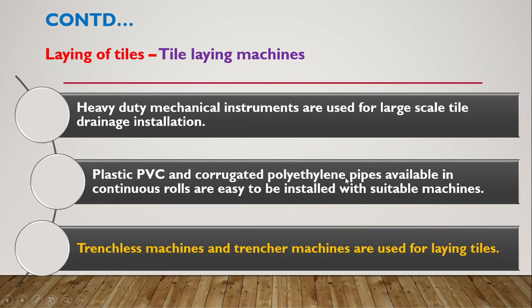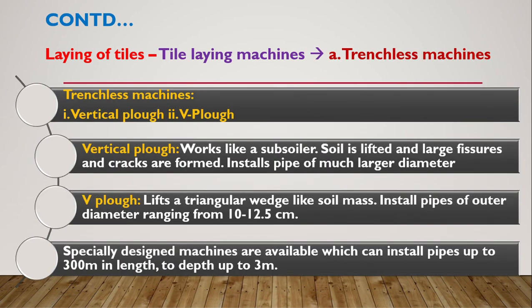So from the name itself you can say that trenchless machines will not make any trench. It will just scoop the soil, place the tile and refill the soil. Okay. Just scooping the soil, placing the tile and refilling the soil. Trencher machine means it will make a trench first. A deep trench will be made. After that, it has a provision for laying the tile, then backfilling the soil. So that is trencher machine. So first we will see the trenchless machine.